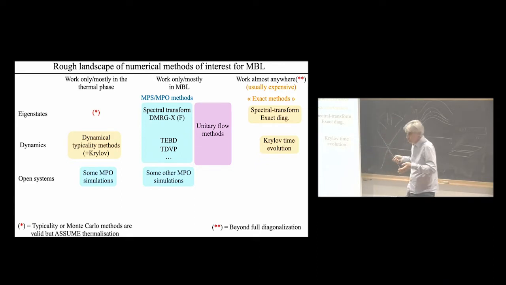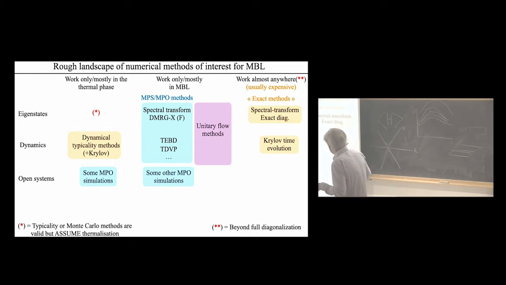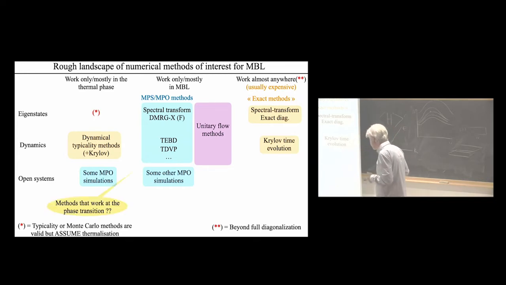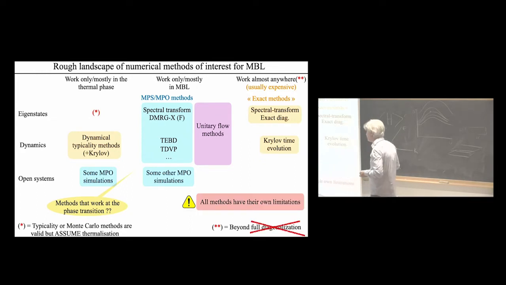And there are methods which work everywhere, almost everywhere, but unfortunately, they are very expensive. So I've been working a lot on that because you can address all regimes, you can address the transition if there is a transition or something like that, but I will try to cover the rest as well. Ideally, we would like methods that are not designed for the thermal phase, not designed for the MBL, but which are designed for a phase transition. So maybe there's a new thing to invent here. It's not there yet. Also, of course, as you know, there's no golden method, otherwise I wouldn't be here.